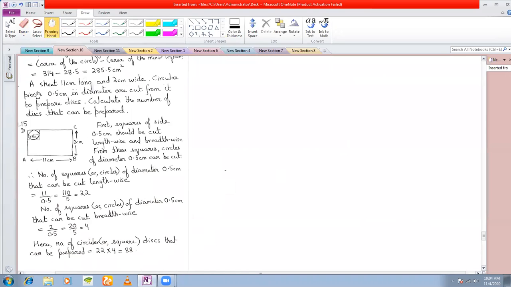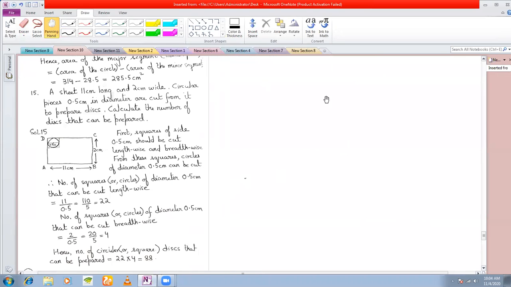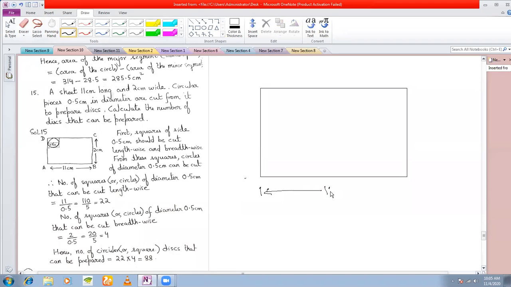The question states here that a rectangular sheet, 11 centimeters long and 2 centimeters wide. Okay, so you have a rectangular sheet, 11 centimeters in length and 2 centimeters in width, is cut to prepare discs. Calculate the number of discs that can be prepared.